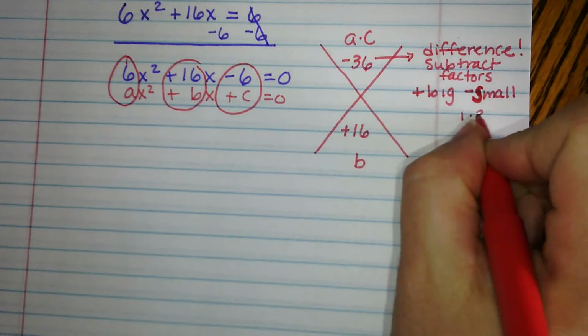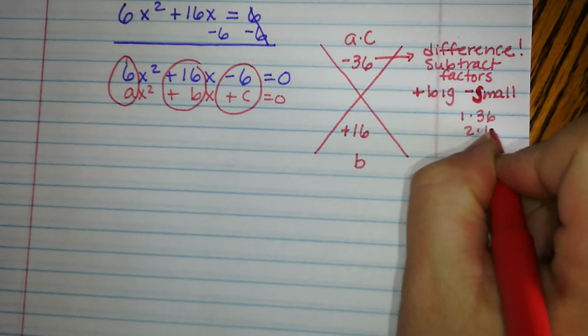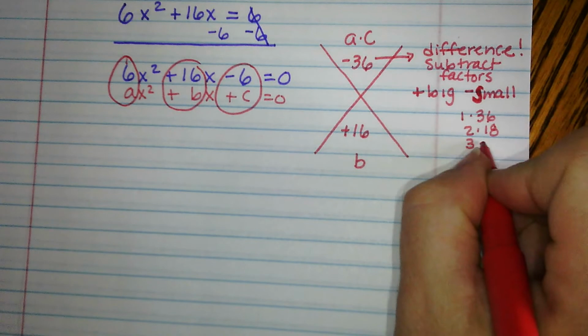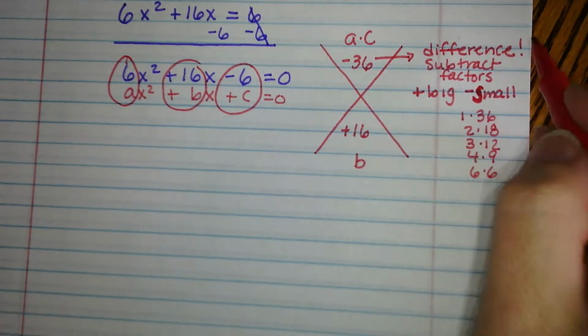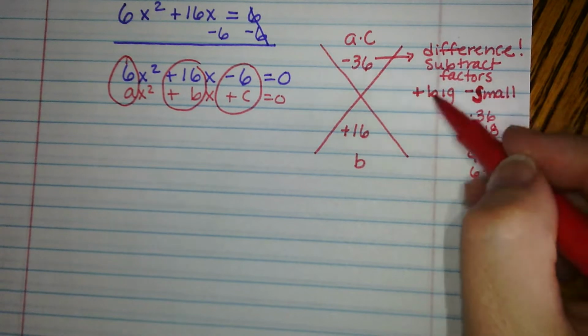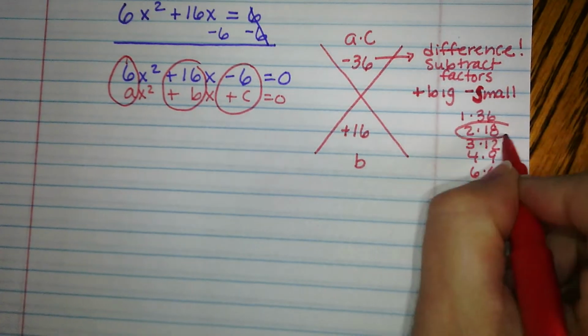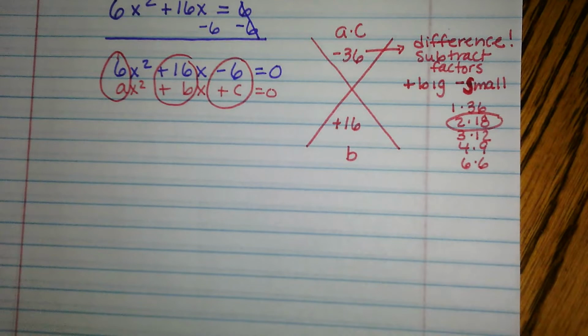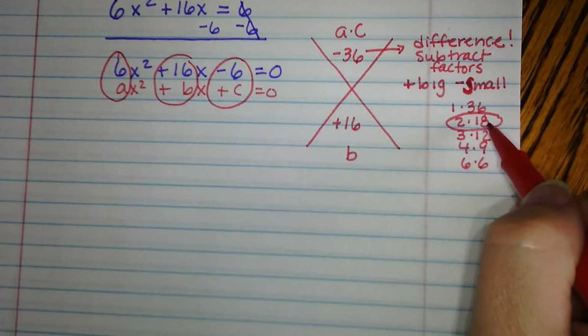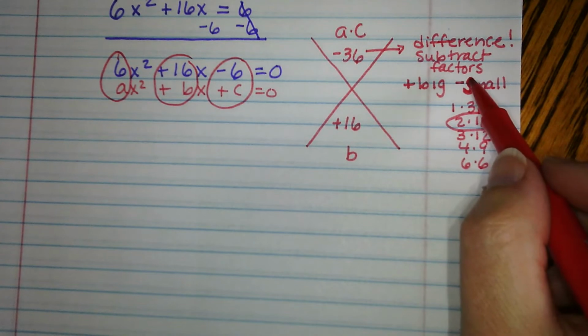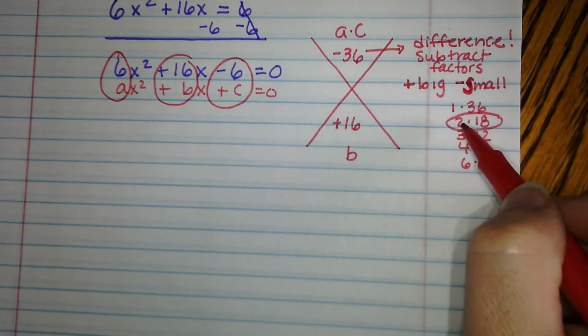So now what we're going to do is write our factors of 36. So we have 1 times 36, 2 times 18, 3 times 12, 4 times 9, and 6 times 6. And we're looking for ones that subtract to give us 16. And that's 2 and 18. We know the big one is going to be positive, so we need a plus 18. And we know we need the small one to be negative, so it's going to be minus 2.